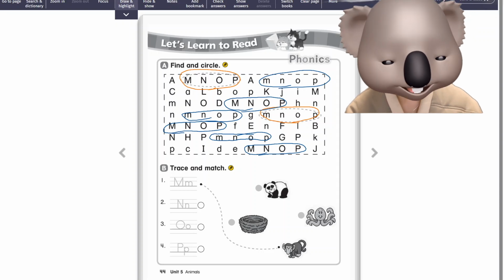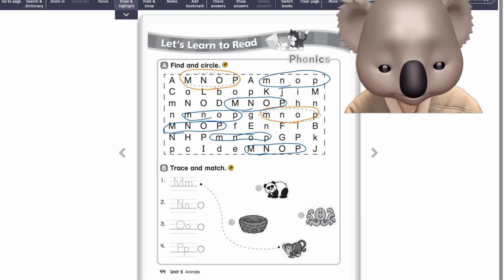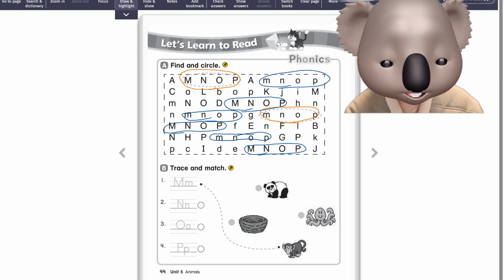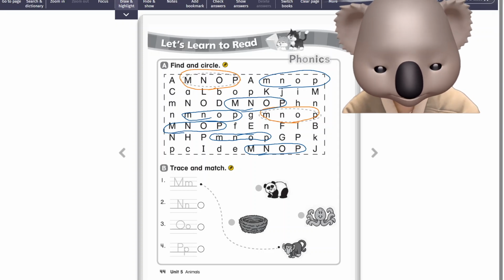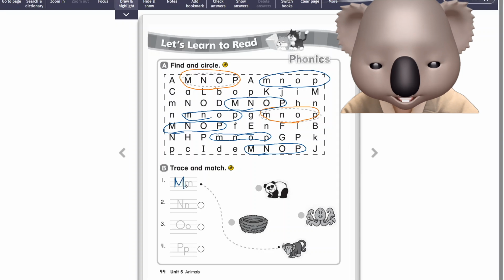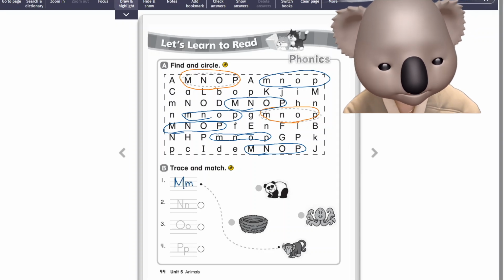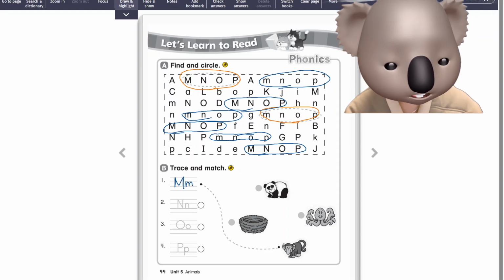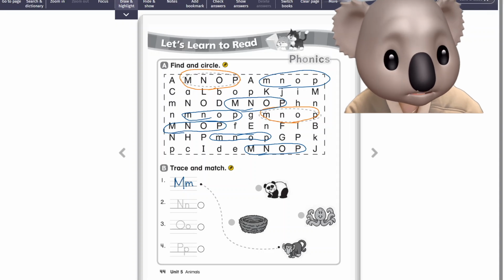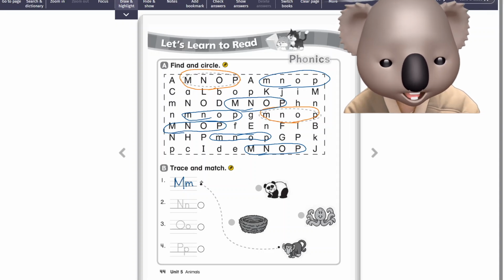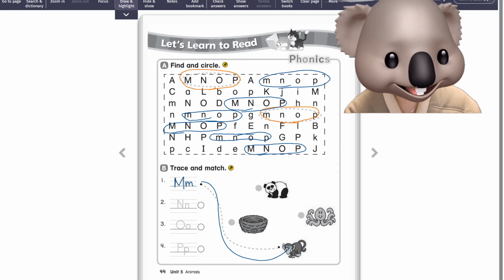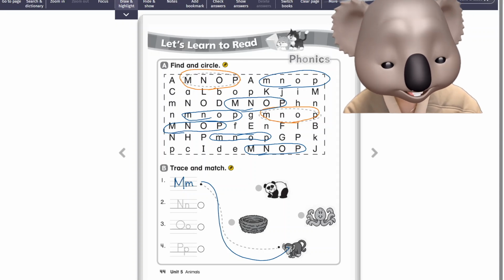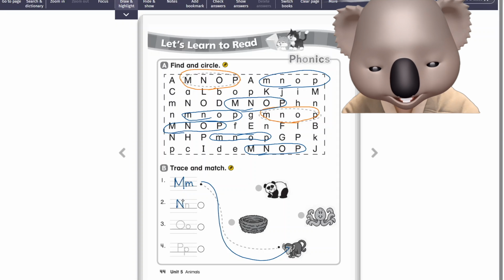In this part, we need to trace and match. In number 1, we need to trace the letter M. We have a capital M and a lowercase m. Which picture starts with the letter M? Monkey. Very good. For number 2, we need to trace the letter N.